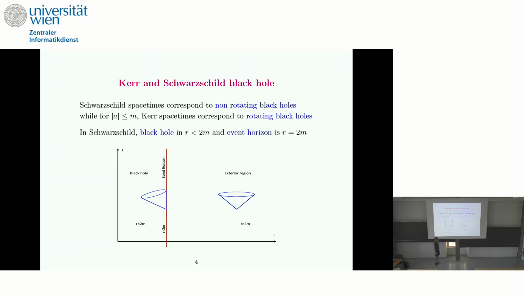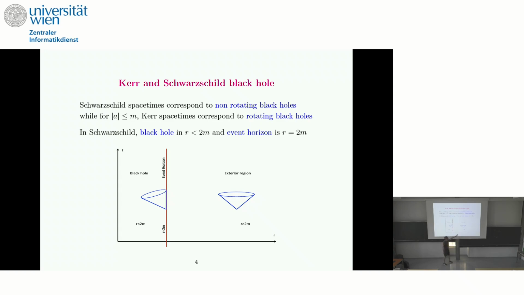Okay? And I want to look at the so-called causal structure. In other words, I simply want to draw light cones at different places in my space. So let me start with very large R. If R is very large, I'm asymptotically flat. I look like Minkowski, and I recover the standard light cones of Minkowski. That's how I look.